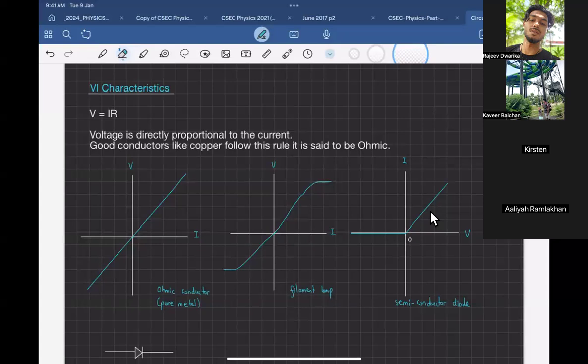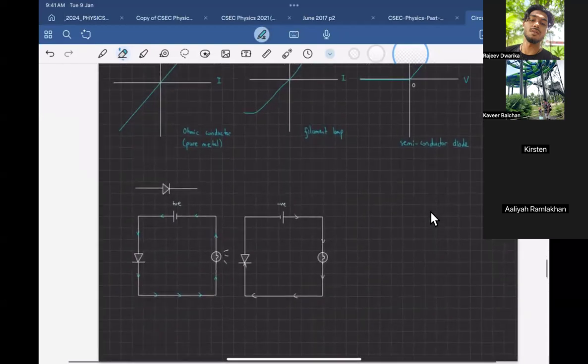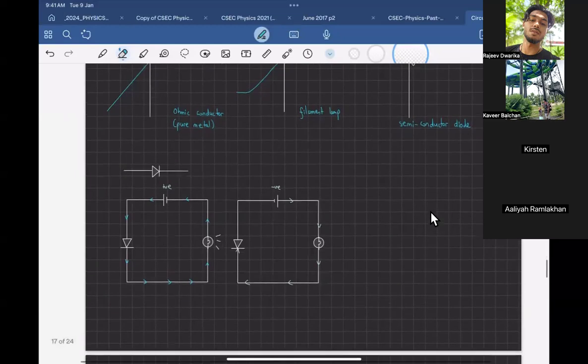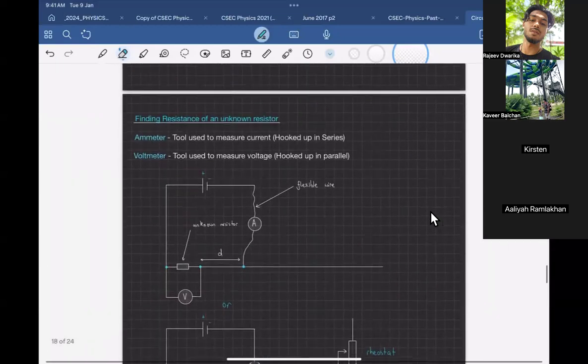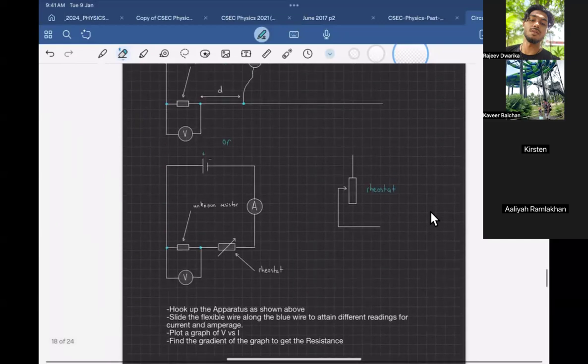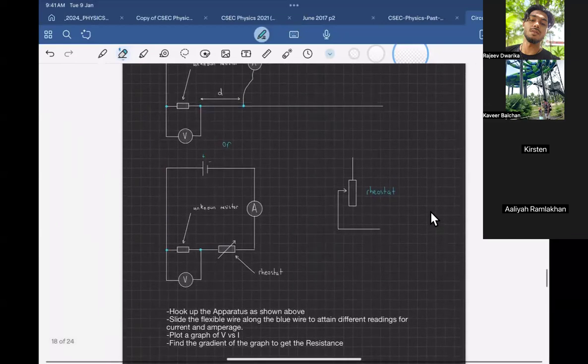Aliyah and Justin, are you going to finish? Yeah, I'm almost done. I just haven't labeled the diagrams yet. No problem. After that, I want to go through the semiconductor diode fast, and we're going to look at finding the resistance of an unknown resistor. That'll be for class today, right? Okay.